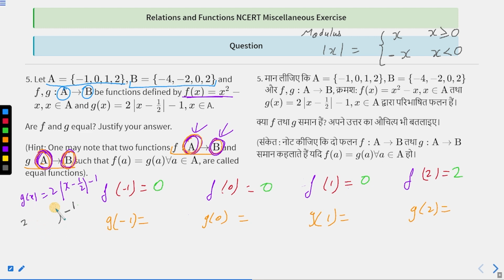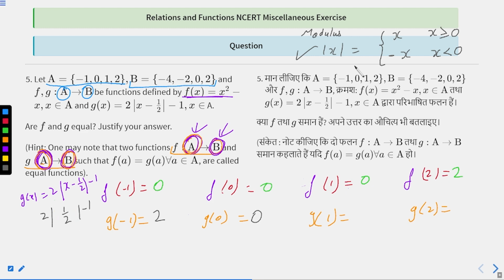This means 3 by 2, multiply 3 by 2, this means 3, and 3 minus 1 will be what? 2. Okay, now for g of 0, g of 0 means 2 times (0 minus 1) by 2 minus 1. Applying the same definition over here, what we will get is 1 by 2, and you cancel the 2 over here and here, you will get 1 minus 1, which will be what? 0.